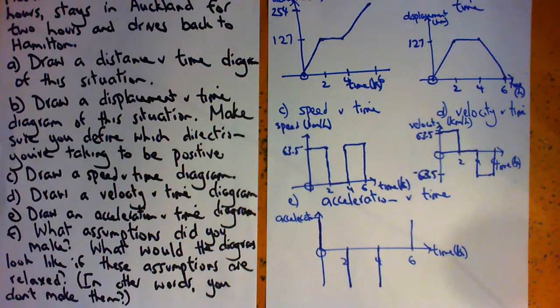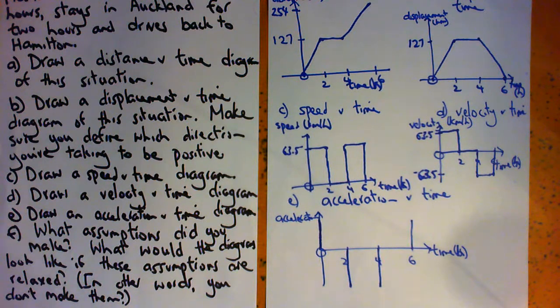Now, what assumptions did we make? What would the diagram look like if these assumptions are relaxed? In other words, you don't make the assumptions. So the main assumption that was made is that there are no delays due to traffic, so that when the person is travelling, when the person is on the road, they're travelling at constant speed. But that's not necessarily going to be the case.